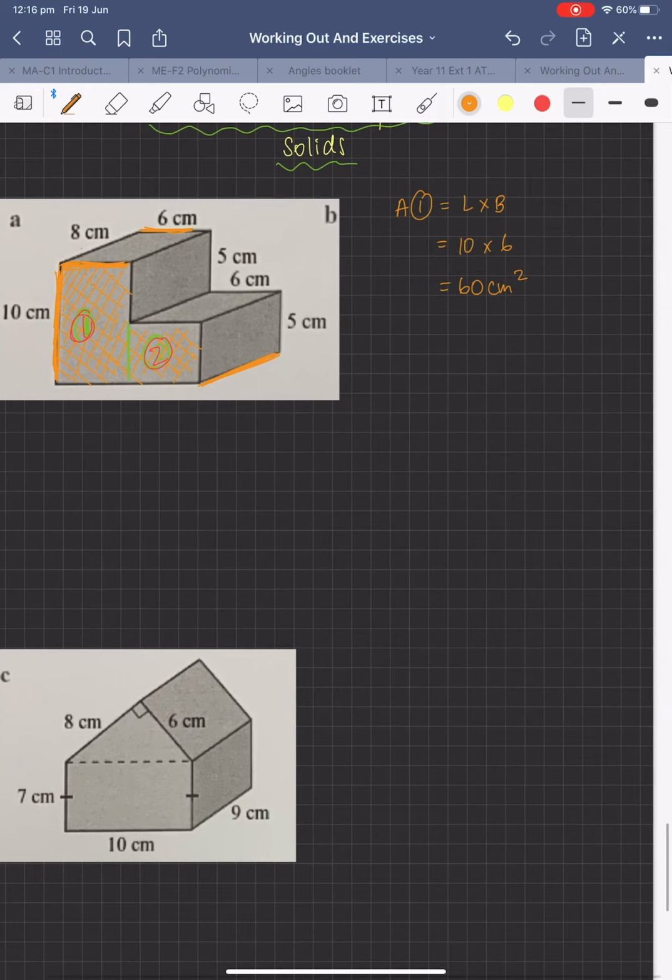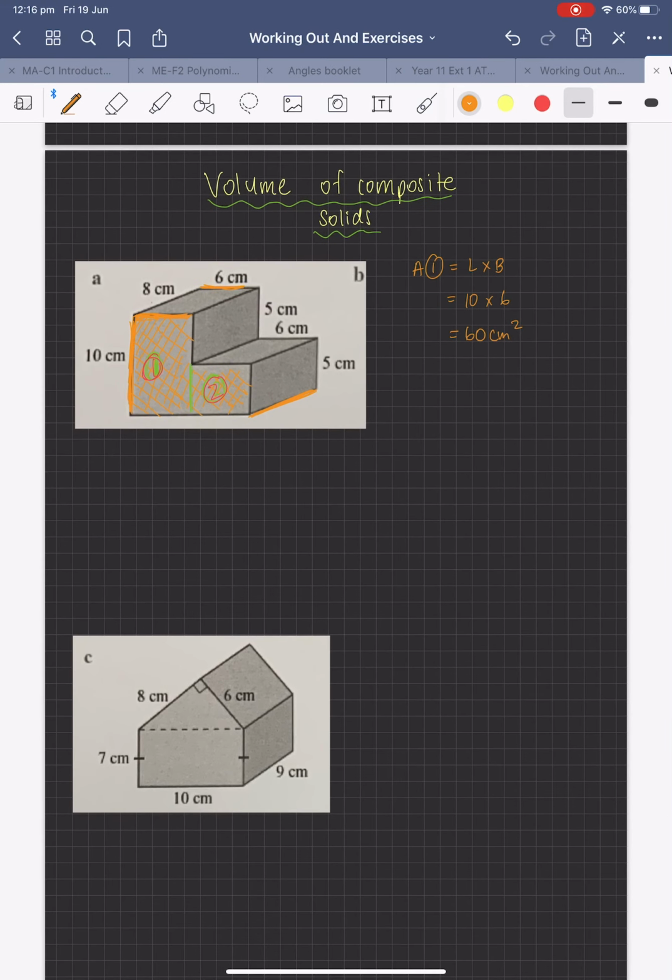Now I need to find area 2. What shape is this? This is the area I'm trying to work out here. It's a rectangle again, so length times breadth. What's the length of this rectangle? It's going to be 6. And the breadth is going to be 5, which will be 30.